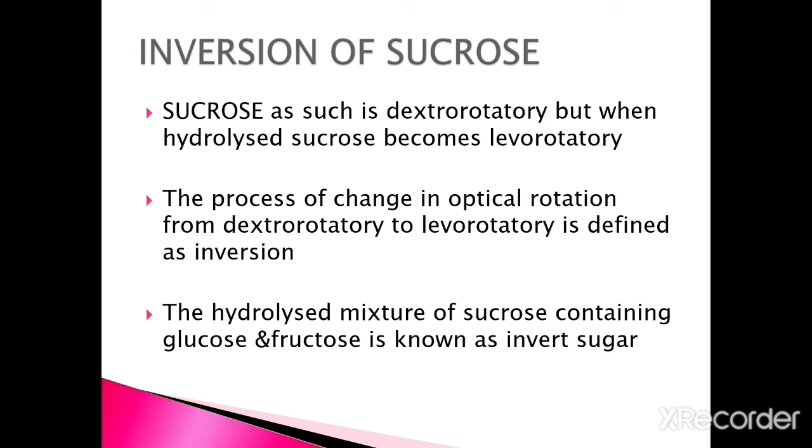Sucrose is also called invert sugar because sucrose as such is dextrorotatory, but when hydrolyzed the sucrose becomes levorotatory. The process of change in optical rotation from dextrorotatory to levorotatory is defined as inversion. So the hydrolyzed mixture of sucrose contains glucose and fructose, and this is known as invert sugar.